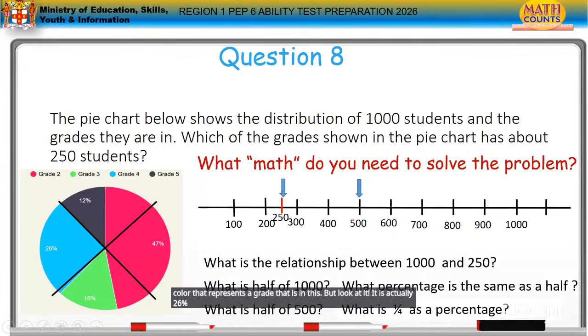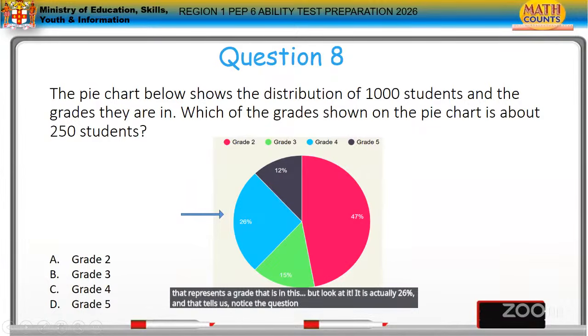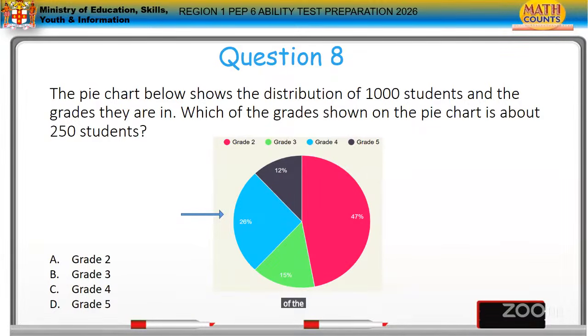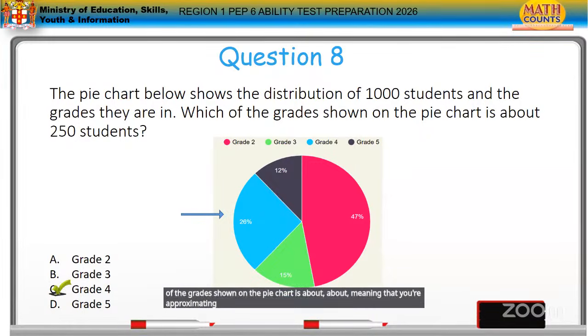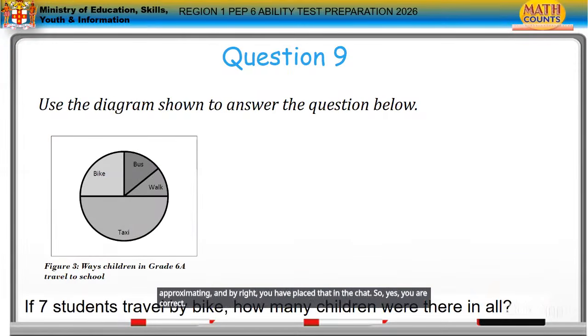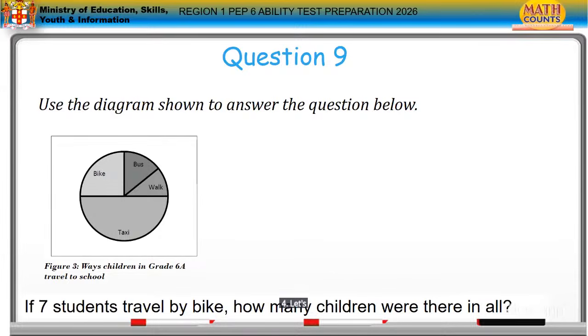And that tells us, notice the question says, which of the grades shown on the pie chart is about, meaning that you're approximating. And by right, you have placed that in the chat. So yes, you are correct. It is grade 4. Let's move right along now.